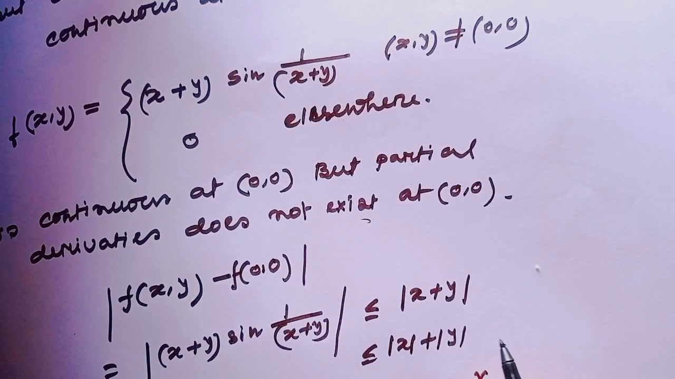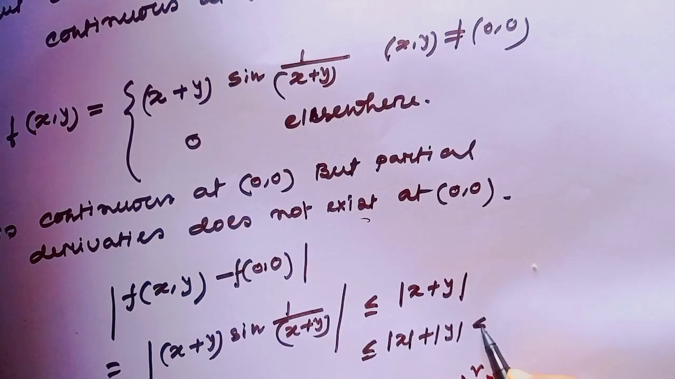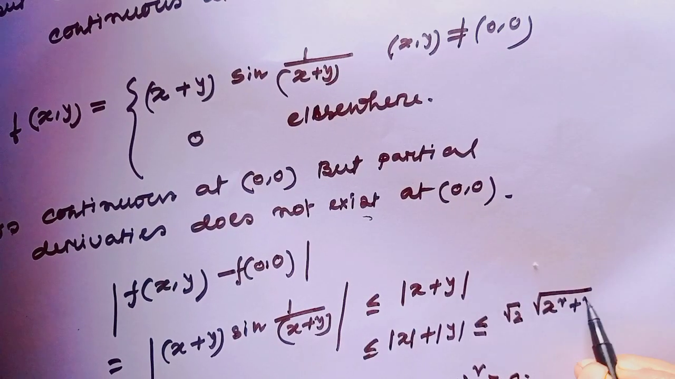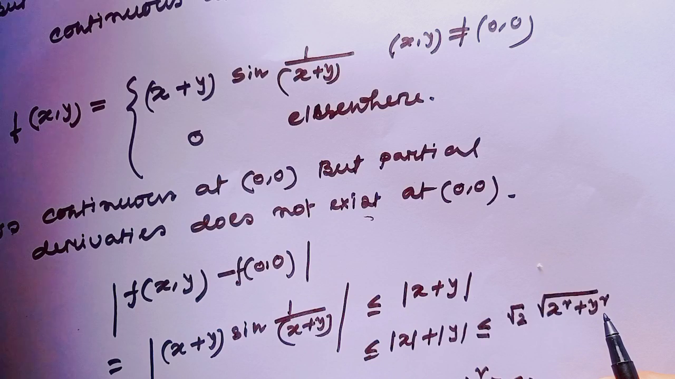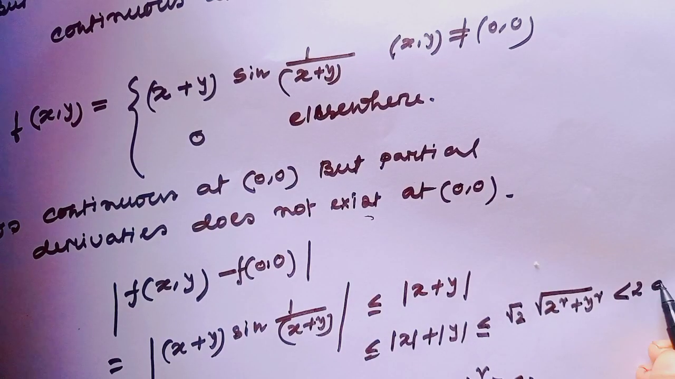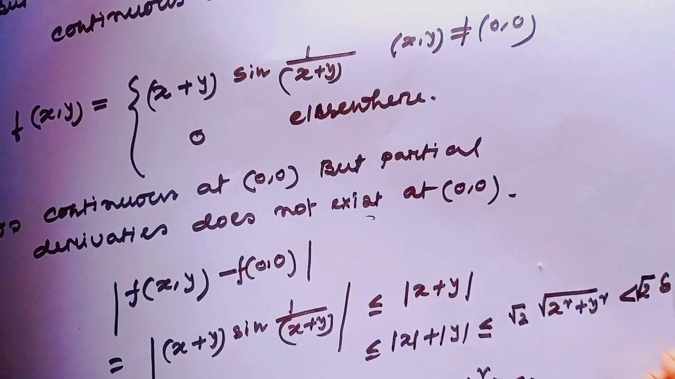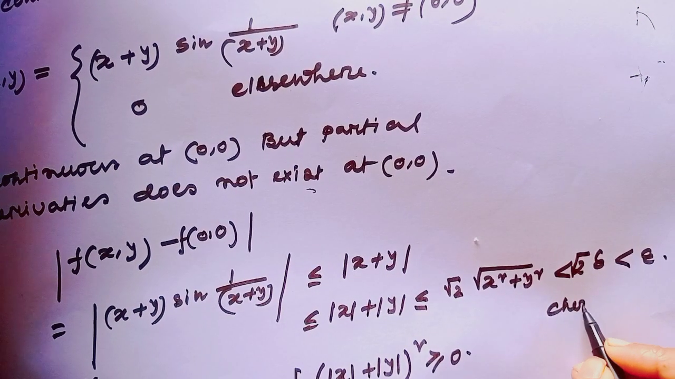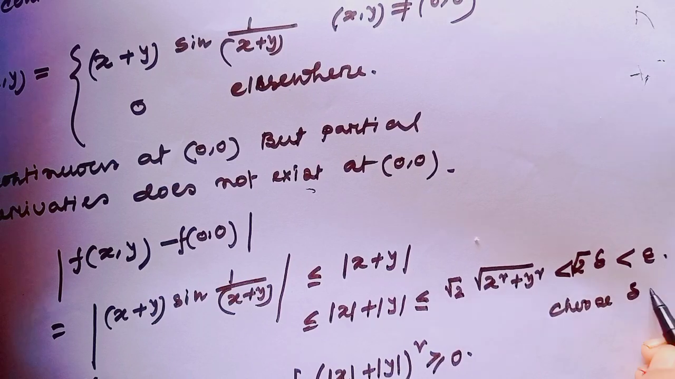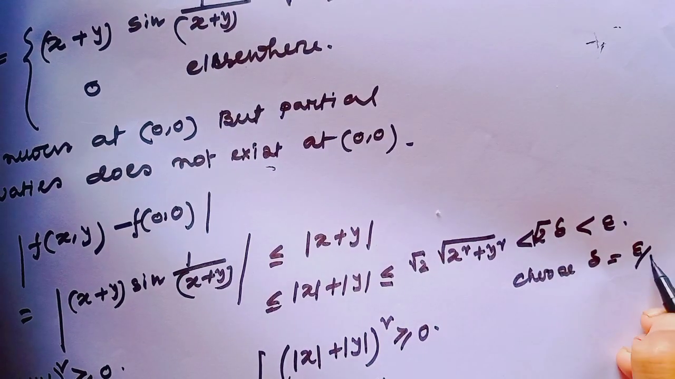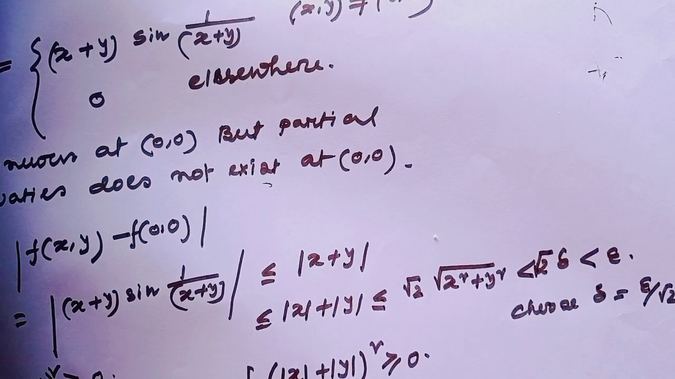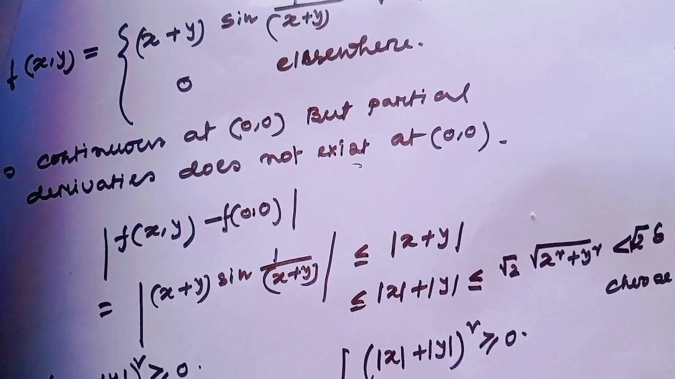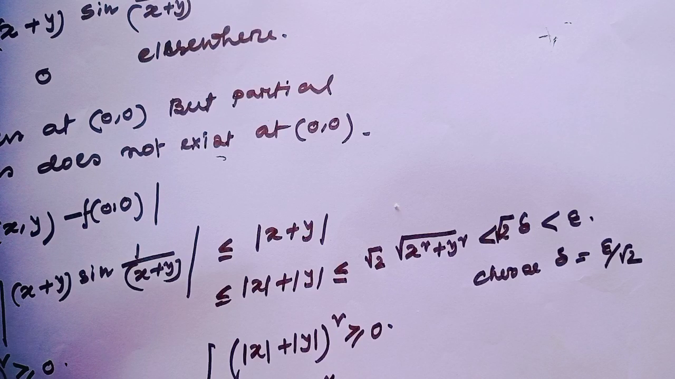Okay, that means by this relation we can easily say this part is less than or equal to square root of 2 times square root of x square plus y square, which is less than square root of 2 times delta, and this implies less than epsilon, where we choose delta equal to epsilon over square root of 2. Okay, well, that means our epsilon delta definition is satisfied here.